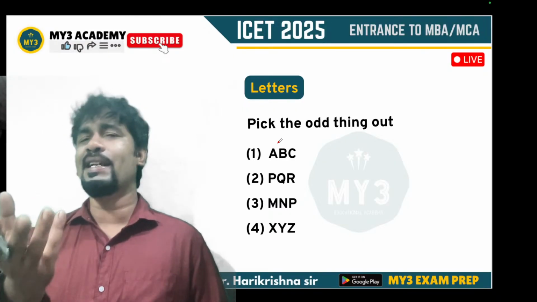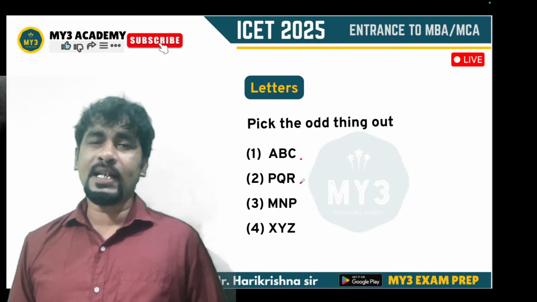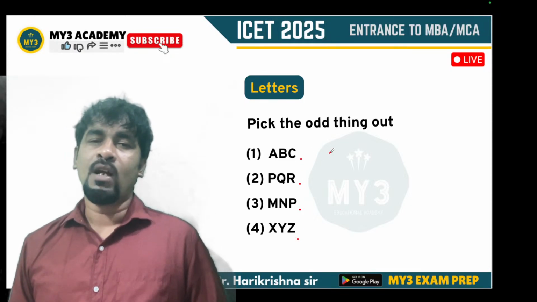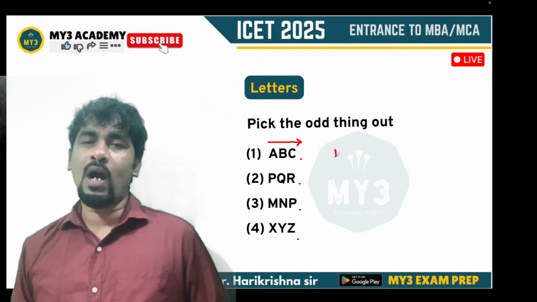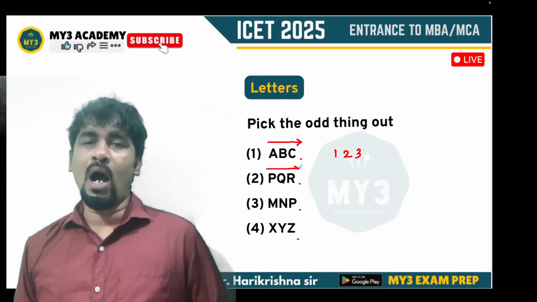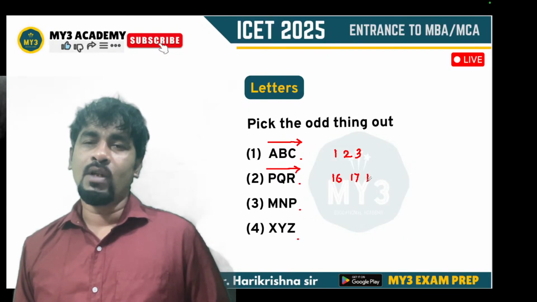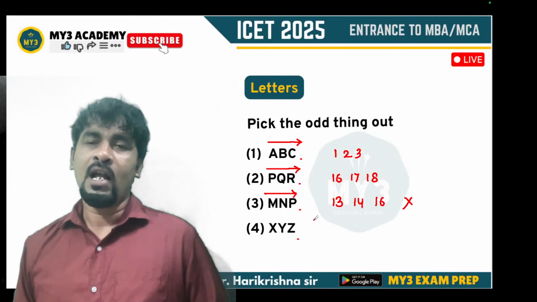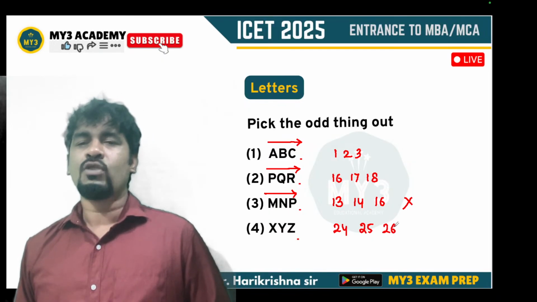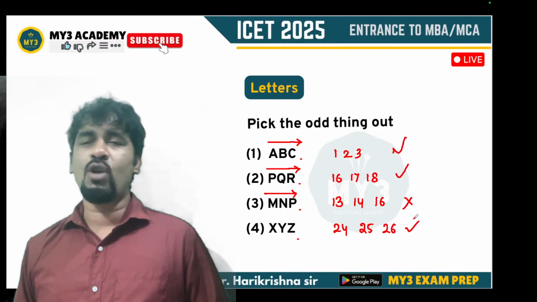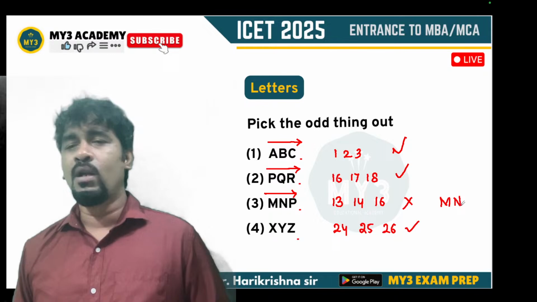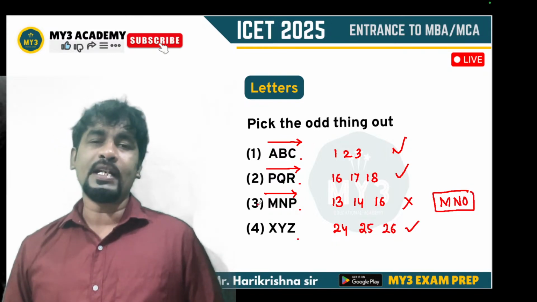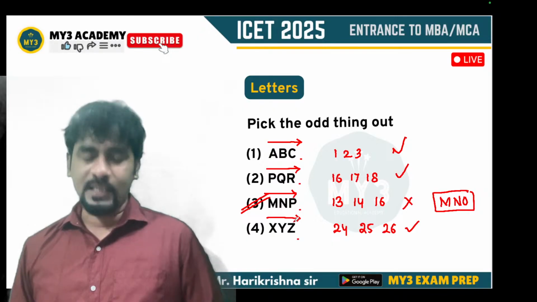So, it's a very easy and basic question. A, B, C, P, Q, R, M, N, P, and X, Y, Z. All are in the sequence: A, B, C is 1, 2, 3, and P, Q, R is 16, 17, 18. M, N, P: M is 13, N is 14, P is 16. It is not in the sequence. XYZ is definitely in the sequence. X is 24, Y is 25, Z is 26. So all are in the sequence, but M and P is not. It should be M and O. So the answer, the different one here, is option 3, which is M and P.